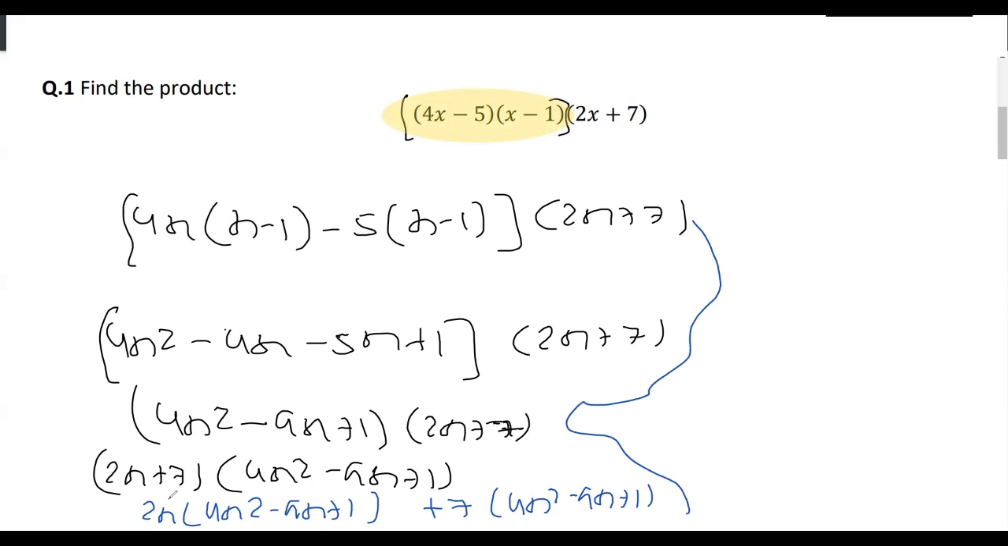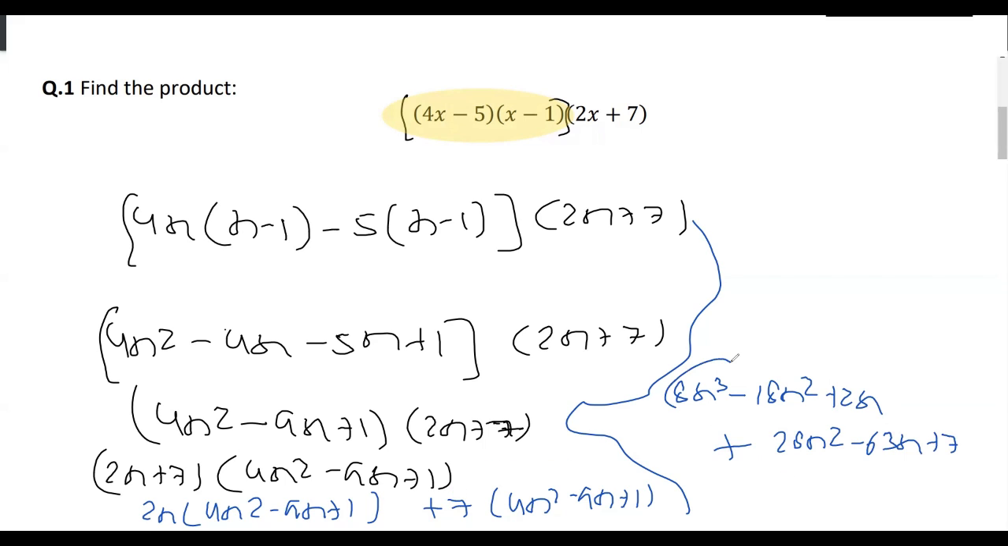Now check what we are getting. 2x into 4x square: 2 into 4 is 8, and x into x square is x cube. 2x into minus 9x is minus 18x square. And 2x multiplied by 1 is positive 2x. Same way, we are going to multiply with 7. 7 multiplied by 4 is 28x square, and 7 multiplied by minus 9 is minus 63x. 7 into 1 is 7.